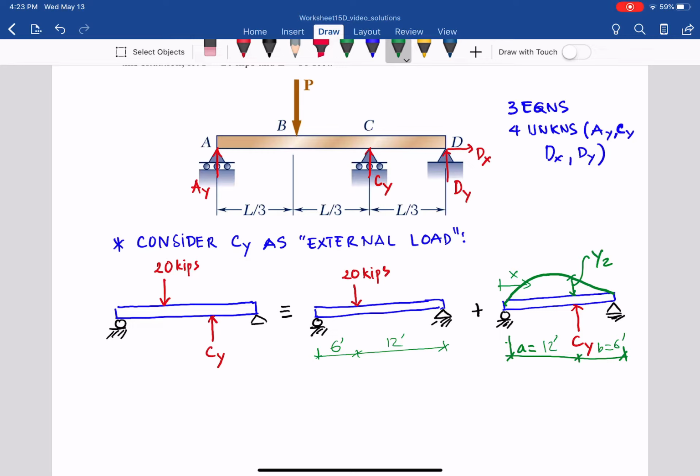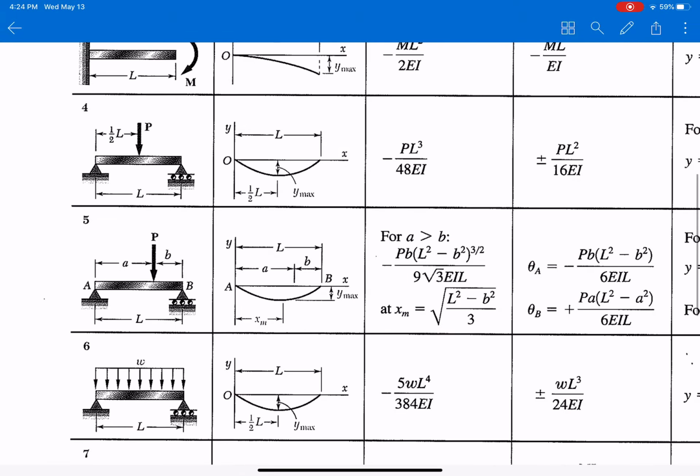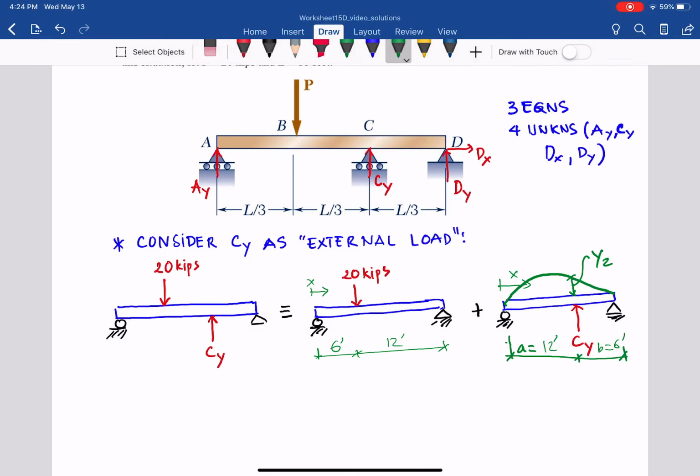As you can see, if we start from left to right, what's the problem? It's not exactly the same figure, because the figure has A greater than B. In this case, A is only 6 feet and B is 12 feet. Not good. So we can manipulate that by starting X from the right, and the deflection will be like that.